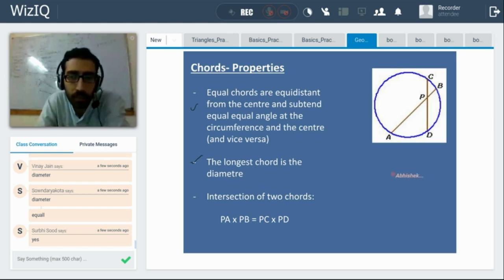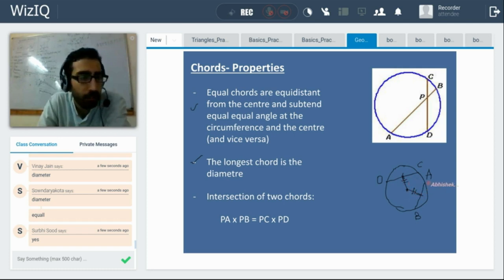So let me show you this using a simple kind of diagram. Let's say this is chord AB. It is equal in length to chord CD. If these two are equal, then of course, since we're talking about the same circle, they'll be at the same distance from the center. So this distance will be equal to this distance. Is that simple enough? Is that clear?